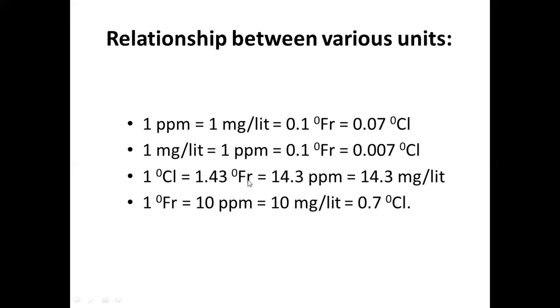Now, 1 degree Clark is equal to 1.43 degree French, which is equal to 1.43 ppm, which is equal to 14.3 mg per liter. Similarly, 1 degree French is equal to 10 ppm, which is equal to 10 mg per liter, which is equal to 0.7 degree Clark.